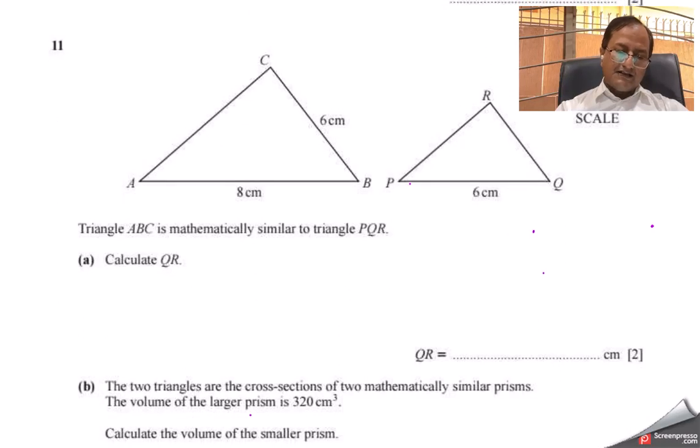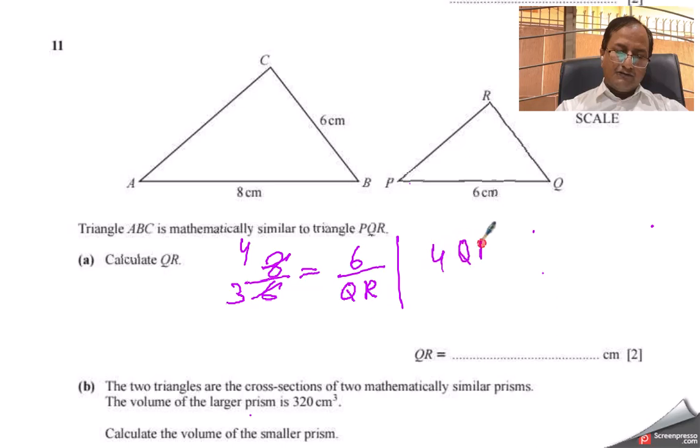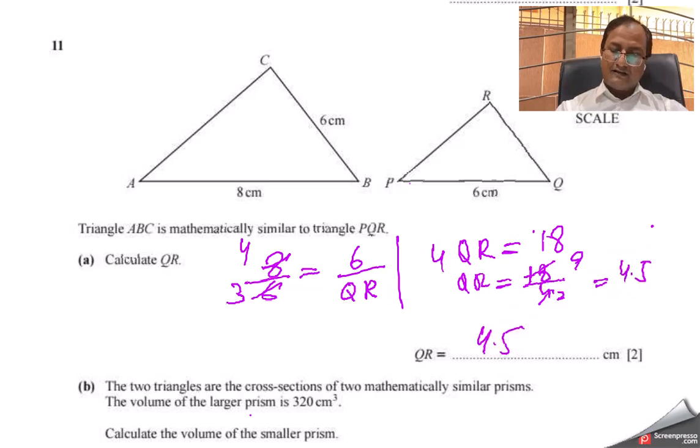Here we have triangle ABC is mathematically similar to triangle PQR. Calculate QR. Here the two triangles are similar, and similar triangles are proportional to each other. 8 by 6 is 2. Then we have 6 by QR. After that we have 4 QR is 18, and then QR is 18 by 4, which gives us 4.5, and QR is 4.5 is the answer.